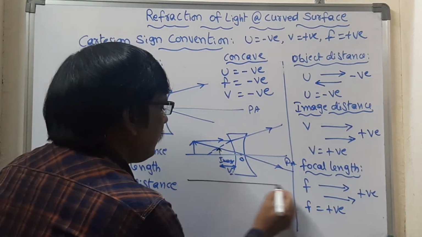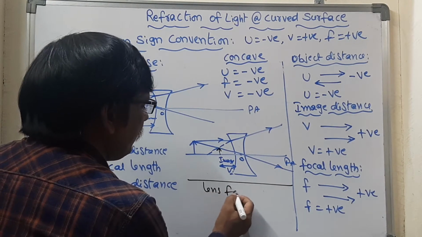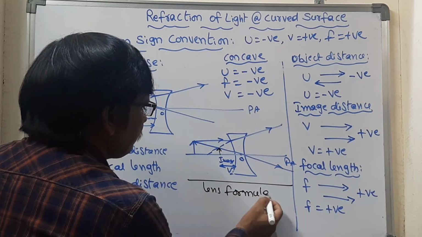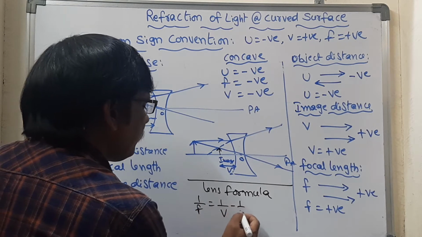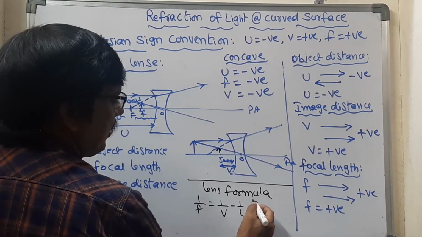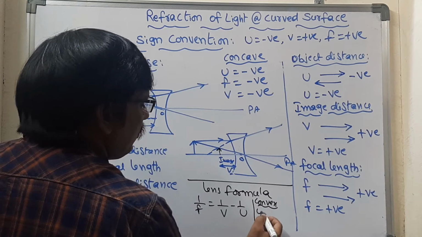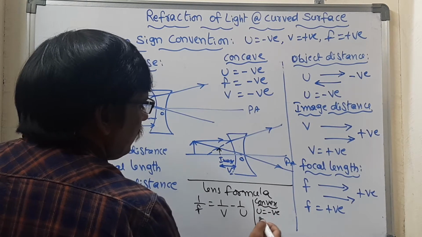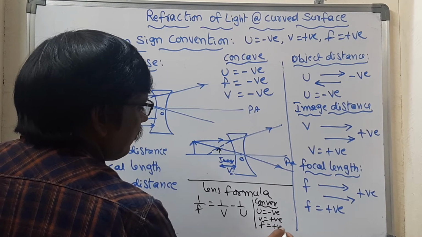If it is a convex lens, when you are taking the lens formula, what is the lens formula? 1 by f is equal to 1 by v minus 1 by u. For this formula, we can use all of these. And for convex, what can we take? For convex, u is negative, v is positive, and focal length is also positive.